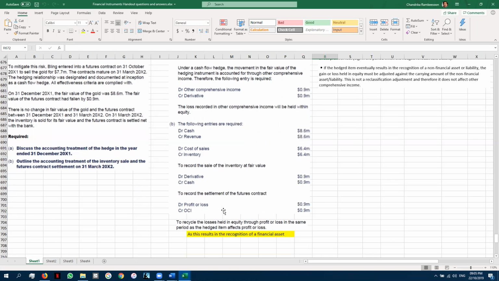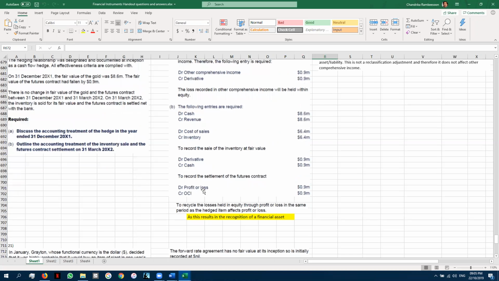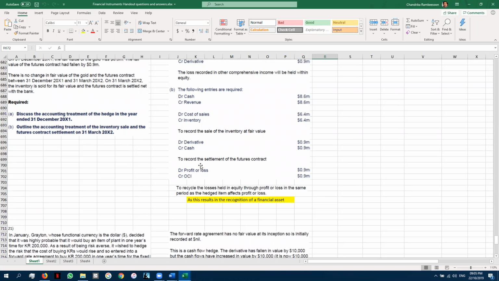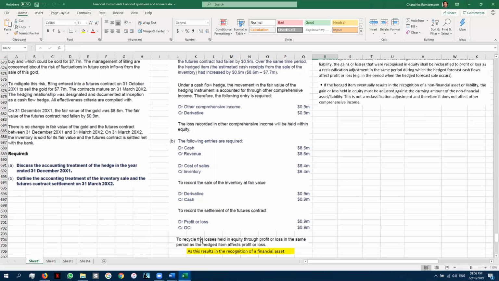And then, note this, debit P&L, credit OCI. Now remember initially, this went through OCI as a loss. Debit P&L, credit OCI, to recycle the losses held in equity through P&L in the same period as the hedge item affects P&L, because it resulted in the creation of cash, the recognition of a financial asset. And that's why we needed to do this bit.